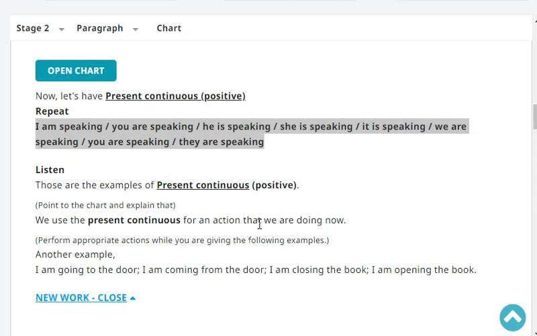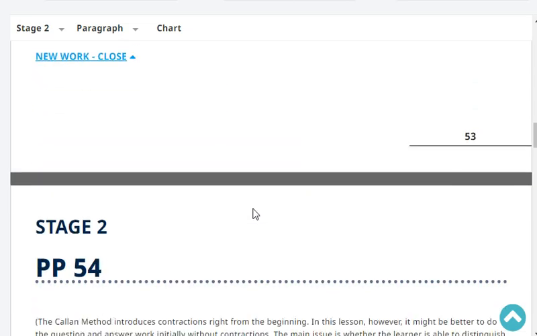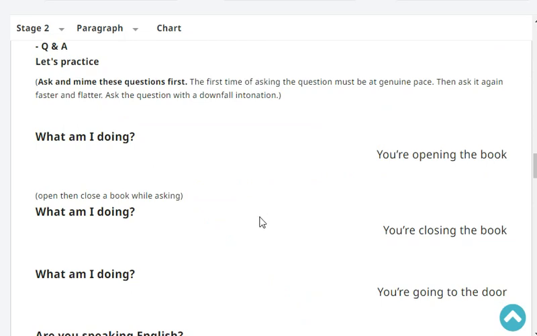Okay. Another example is, I'm opening the book. I'm closing the book. Okay. So let's practice. What am I doing?